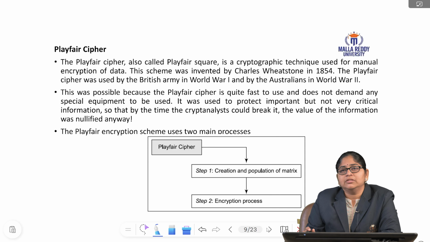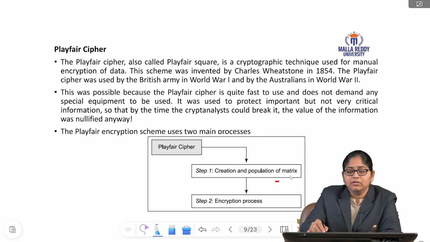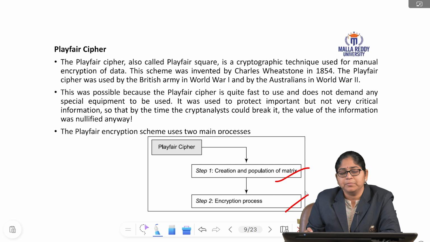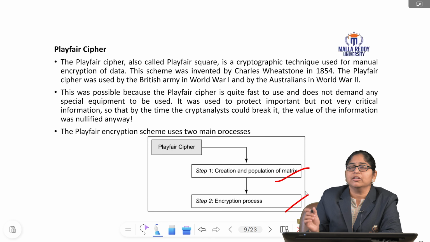Now coming to the third technique. The third one is the Playfair technique, which is also called the Playfair square. Mainly this Playfair technique is used manually for encryption as well as decryption. It is quite fast when compared to other techniques, and it does not require any special equipment. The Playfair scheme follows 2 steps for the encryption process. The first step is to create the matrix, and the size of the matrix is 5 by 5. The second step is the encryption process.